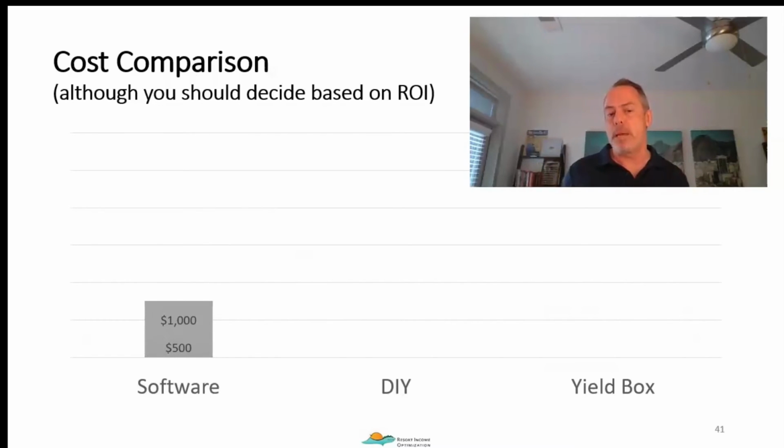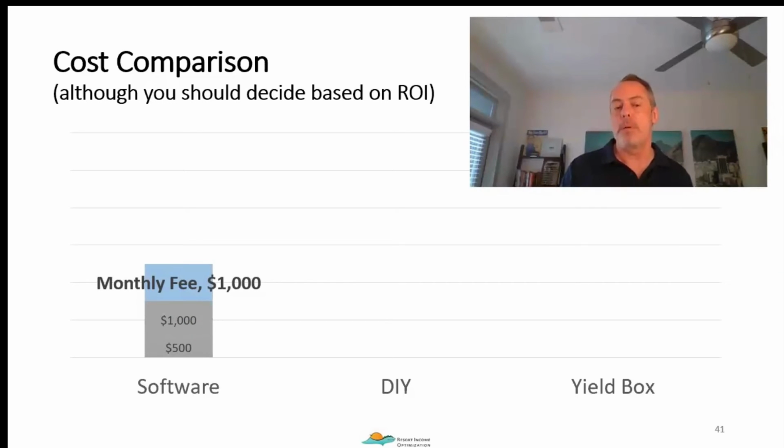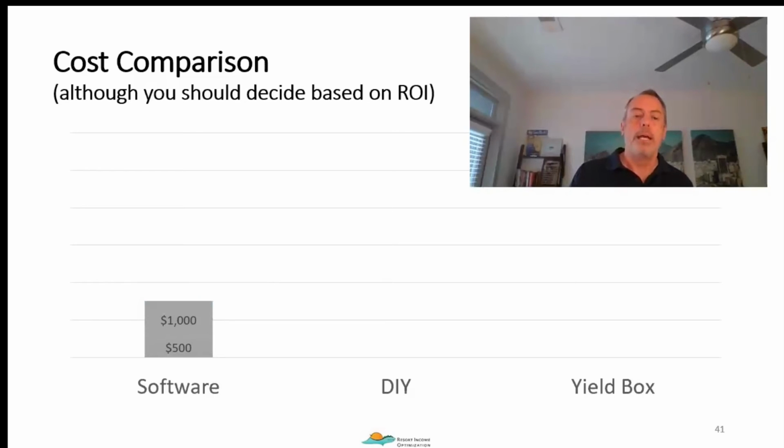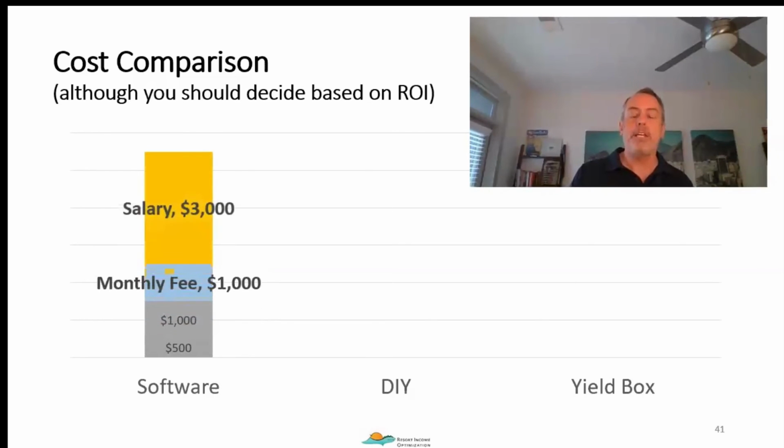So $500 maybe to set it up, $1,000 for training. As I said before, these numbers can be a lot higher just to get started. And then the monthly fee is very often around $1,000 a month. Sometimes it's lower, sometimes it's higher, but $1,000 a month is not unusual. And then a salary, this also varies a lot by market, obviously, or even if somebody is full-time, it's going to be more. This $3,000 a month is probably for somebody who is part-time in many markets. So that's your total cost to do revenue management on a monthly basis.